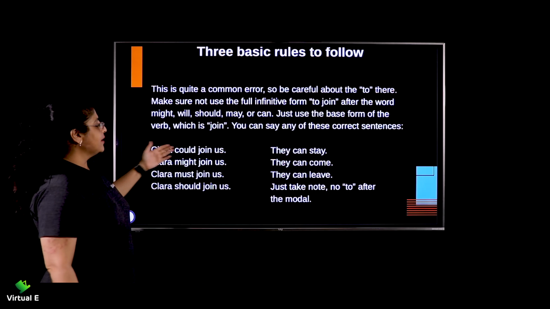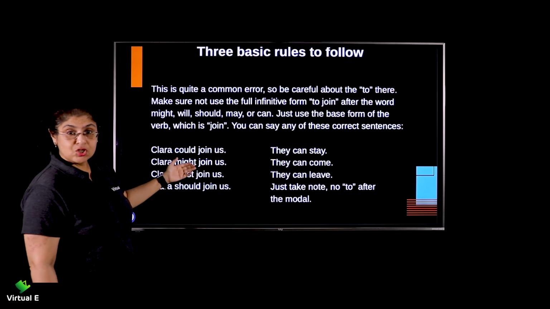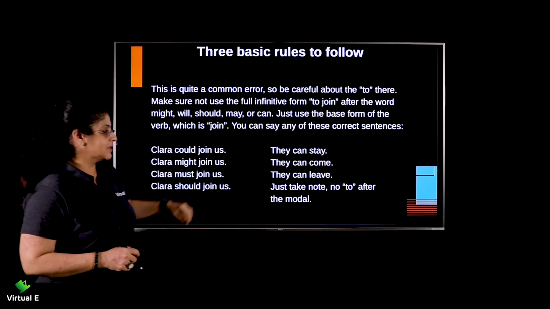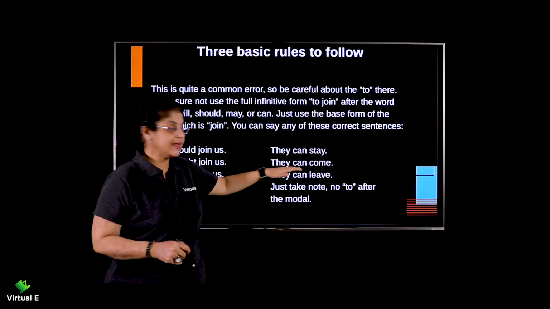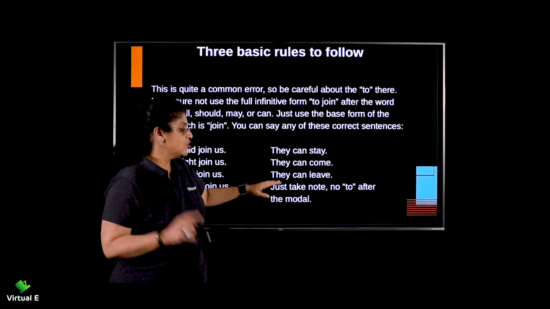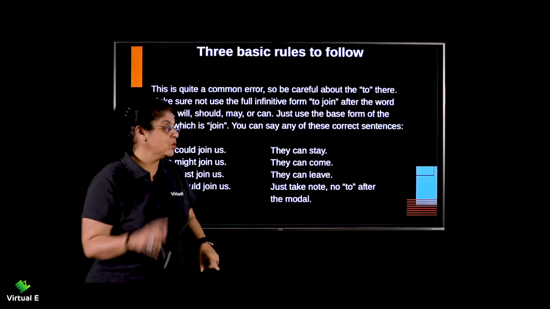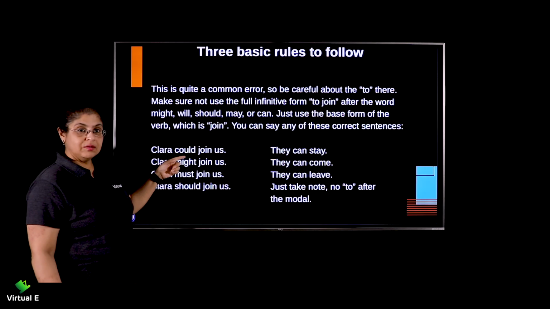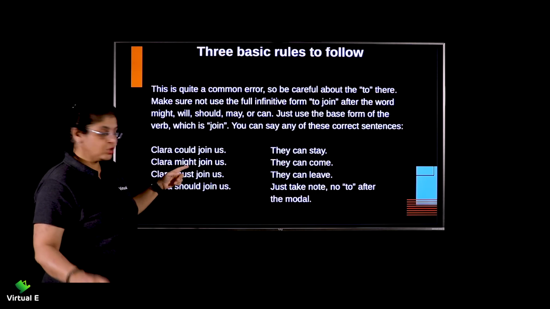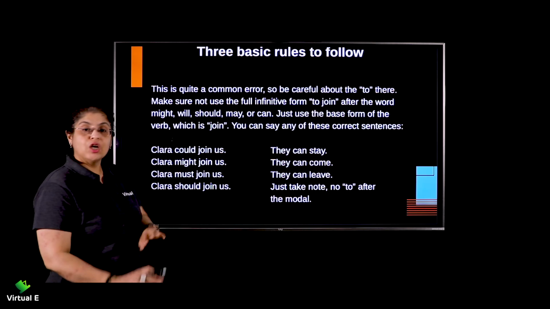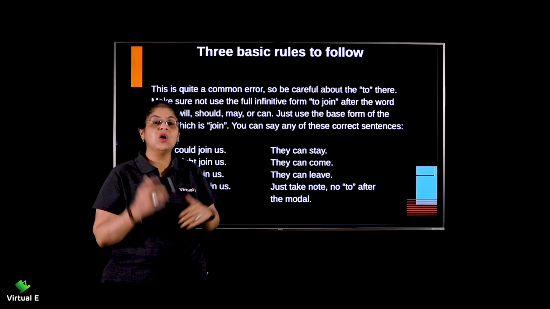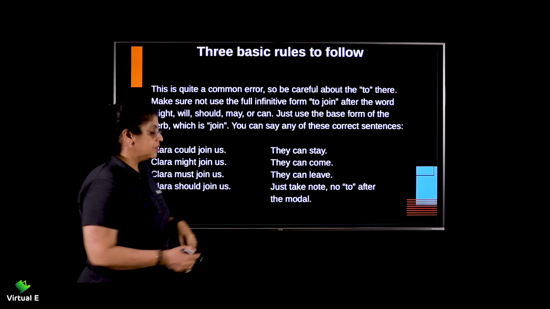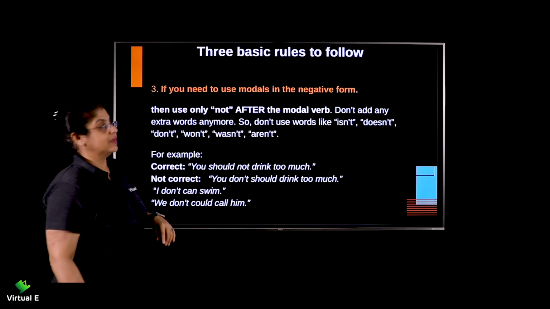Now look at them. Clara could join us. Clara might join us. Clara must join us. Clara should join us. They can stay. They can come. They can leave. Just take note, there is no to after the modal. Here the modal is can, there is no to. Here the modal is could, no to. Might, no to. Must, no to. Should, no to. Right? So you see the modal is not followed by to, it is followed by the base verb. This is one of the very important rules which we need to keep in mind.